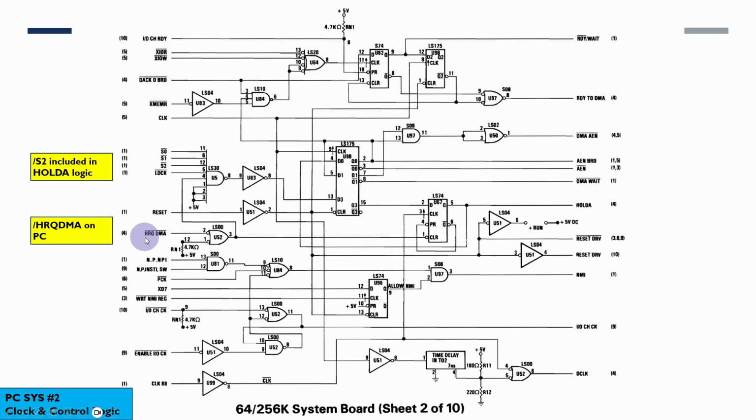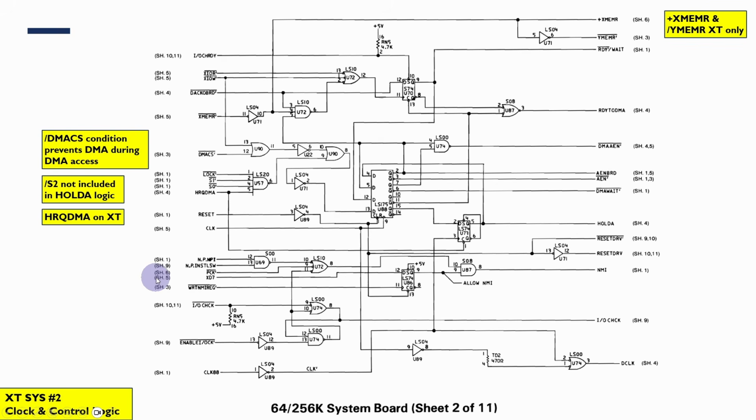And in fact, the request for DMA is actually active low in this particular diagram, whereas when we go to the XT, you'll see that the request for DMA is actually active high. We don't have the S2. And there's also an extra condition added in here, in that there's an extra bit of logic to do with the DMA chip select to prevent the DMA request from starting if the DMA controller is actually in the process of being updated. And this was a change that was done in some of the later XT revisions.